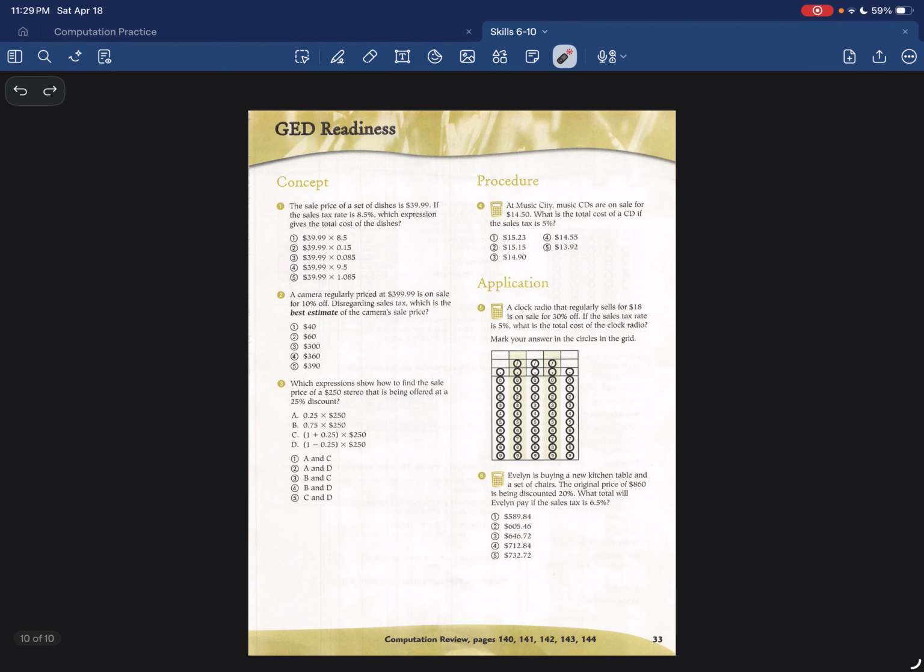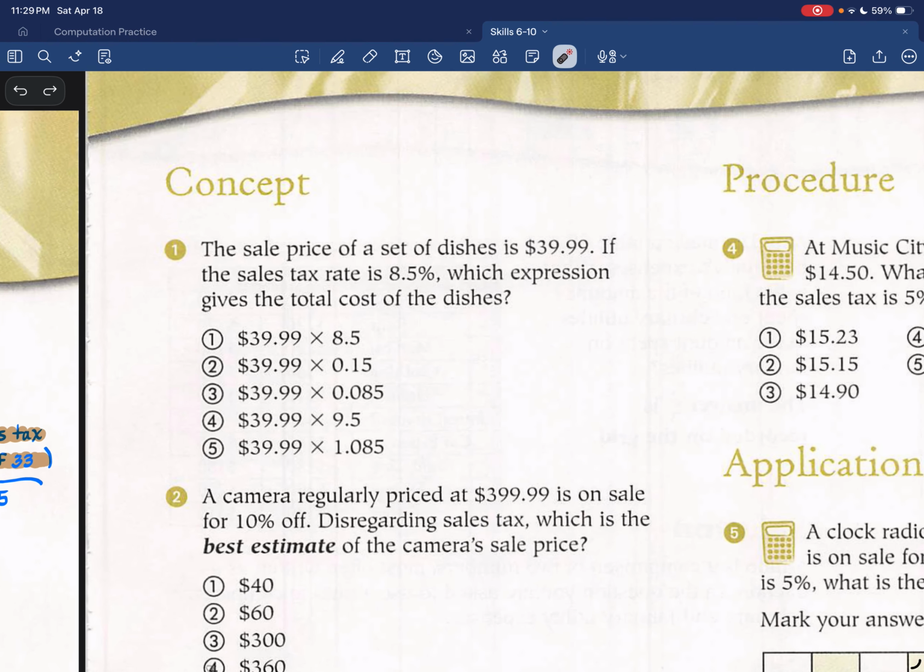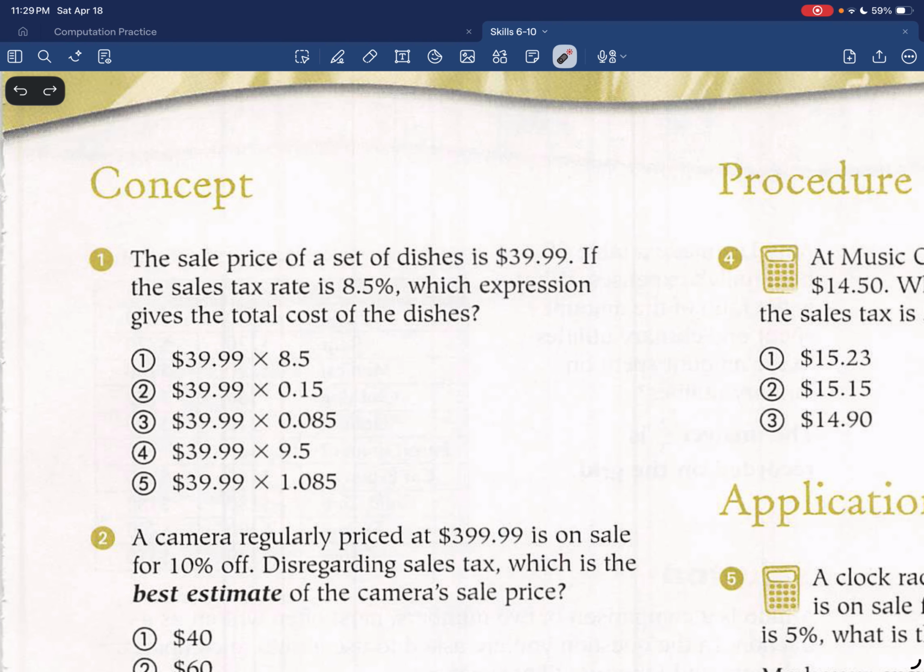Okay, let's practice on page 33. There are 3 concept problems, and none of them allow a calculator, so I'll lay that down. The sale price of a set of dishes is $39.99. If the sales tax rate is 8.5%, which expression gives the total cost of the dishes?